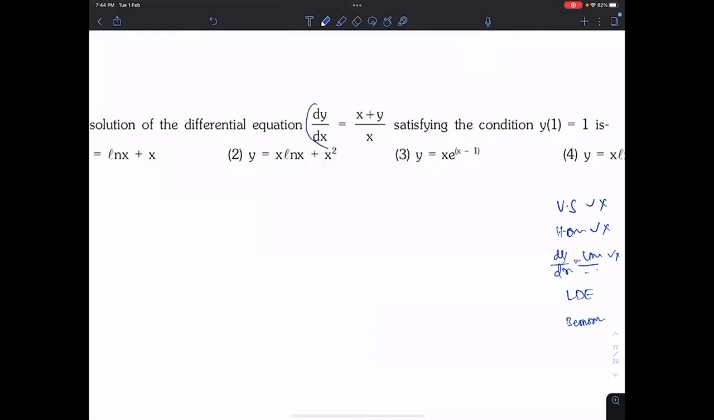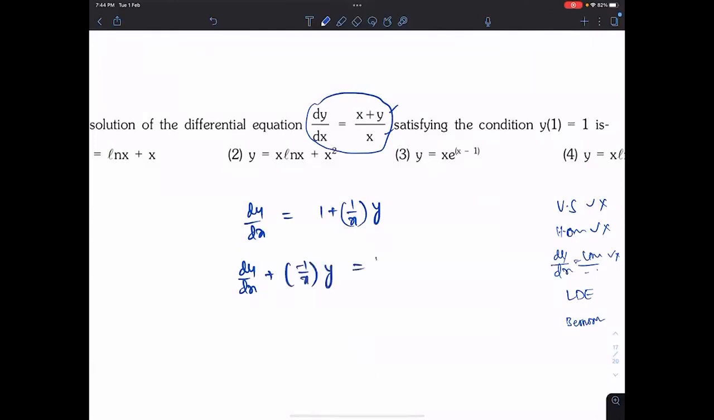Now, if I give you this one, what do you see here? Simple, line by line is there. We have seen that already, how to do line by line. But I can also see an LDE here. Why? dy by dx is equal to 1 plus 1 by x into y. This is LDE only. dy by dx plus minus 1 by x into y equals 1. You can get the integrating factor. You can find it.